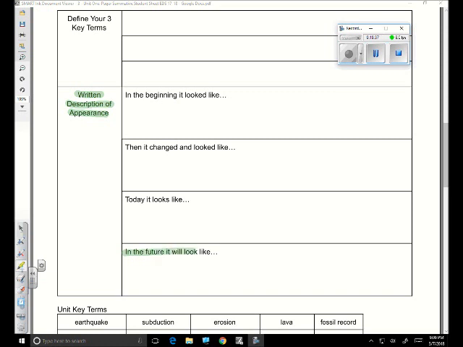In the future, it will look like, so in the future, what's going to happen because of erosion and weathering? The cliffs are going to get even smaller than they are now. So they're not going to be as high because of weathering and erosion. So it's going to be even smaller or even shorter in height.